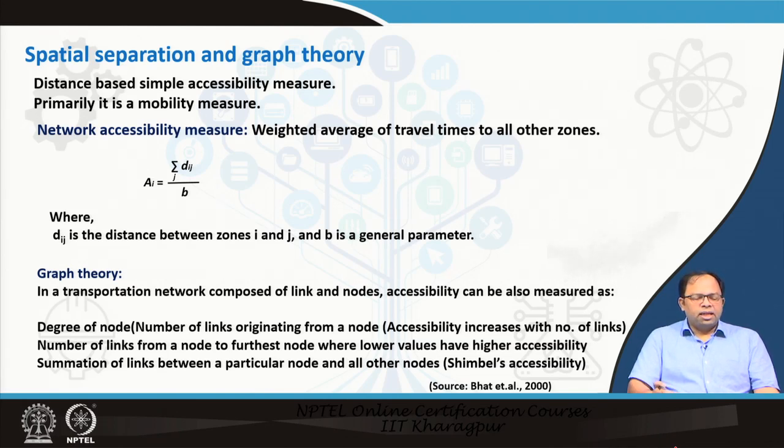So here we are looking at the structure of the network, the number of links and nodes. Based on the arrangement of the links and nodes, we can develop some measures of accessibility for each node. So that's the basic form of a network accessibility measure.